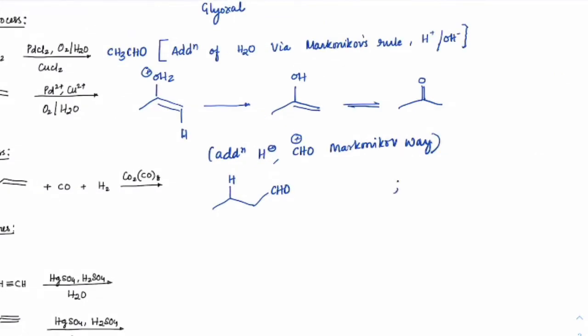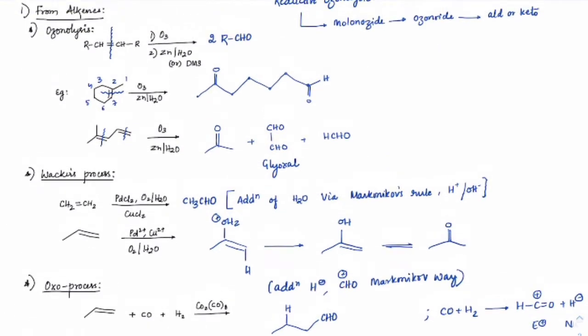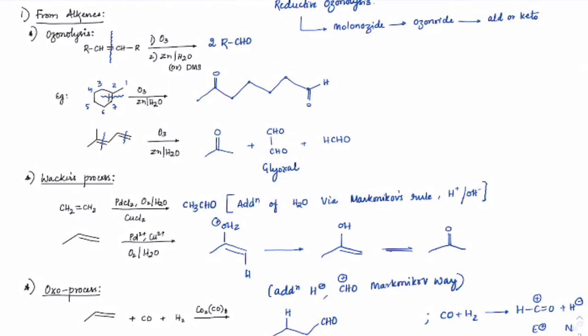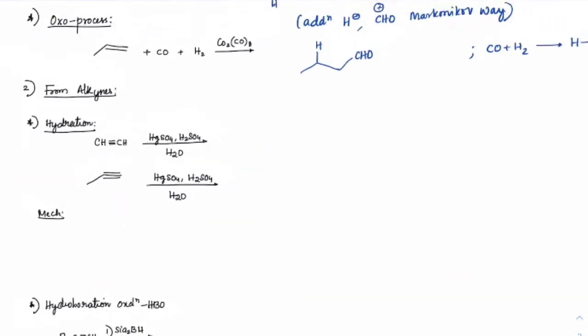So easy way to remember is like this, CO plus H2, think it is forming as HC double bond O plus and H minus. This is playing the role of electrophile, this is playing the role of nucleophile. So these are the major reactions from alkenes. From alkenes, if you want to get directly aldehydes or ketones, we use ozonolysis, Wacker's process or OXO process. Next, let's see alkynes here.